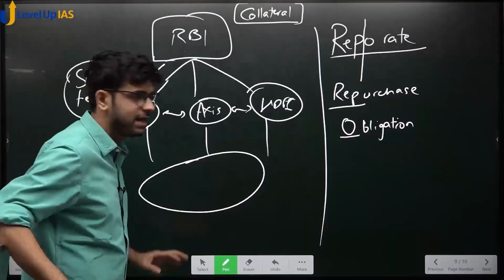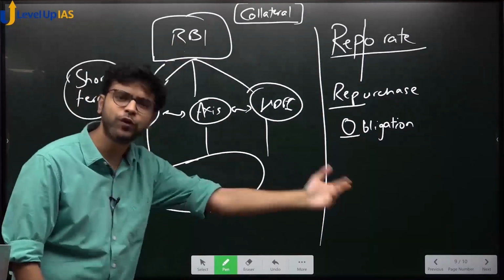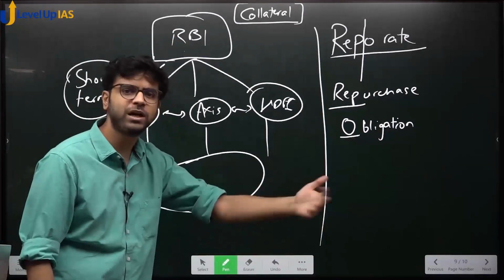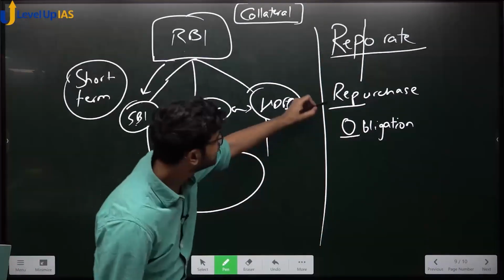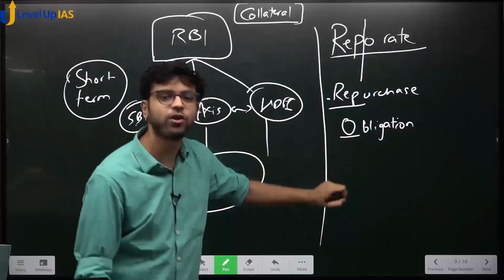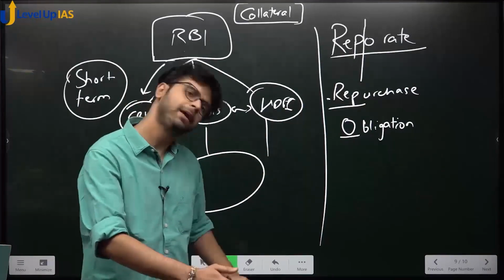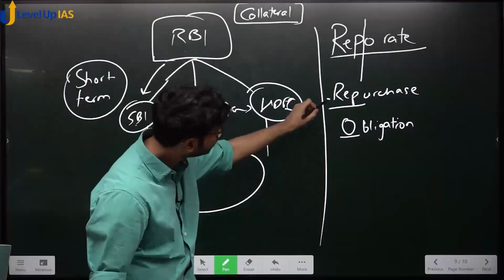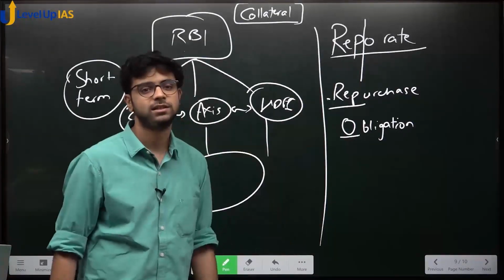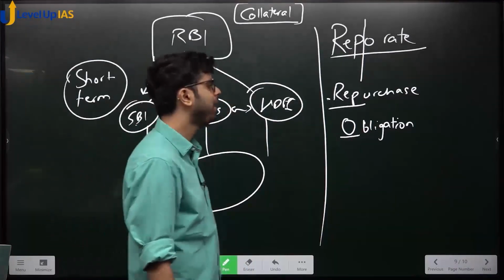SBI is telling RBI, I am giving you my collateral, you give me money. After a few days, it is always short term, I will repay your loan and I will repurchase my collateral from you. That is why it is called repurchase obligation. The obligation is that SBI has to do it. That is an agreement signed by RBI and SBI.